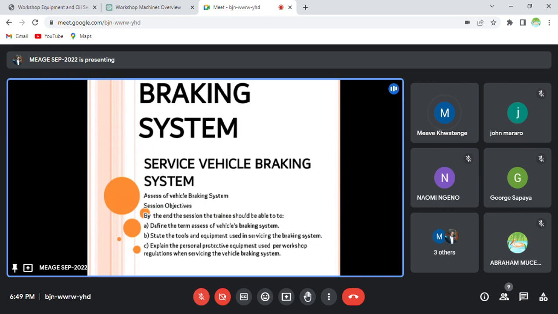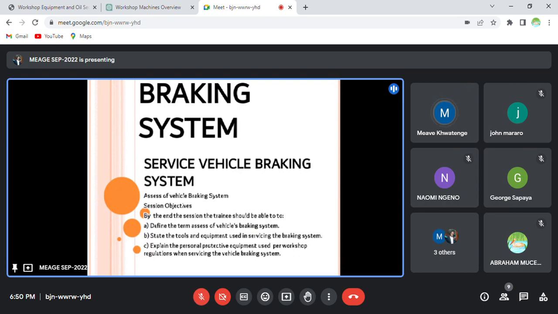On our last session, we tackled the braking system, the types of braking system and their functions. And on today's outcomes, we are going to see servicing of the vehicle braking system. And here are our outcomes.